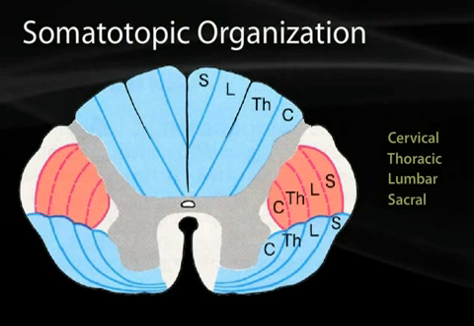The opposite is seen in the corticospinal tract and in the anterolateral system, or the spinal thalamic tract, where cervical region information is carried very medially and sacral region information is carried very laterally.